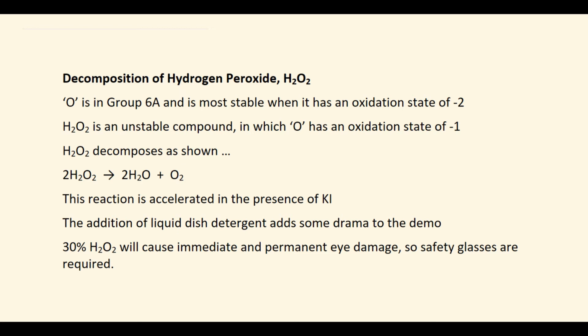Let's look at one more decomposition reaction. This will be the decomposition of hydrogen peroxide, H2O2. Oxygen is in group 6A and it is most stable when it has an oxidation state of -2. Hydrogen peroxide is an unstable compound in which oxygen has an oxidation state of -1. And so peroxide decomposes as shown. It decomposes into water and oxygen.